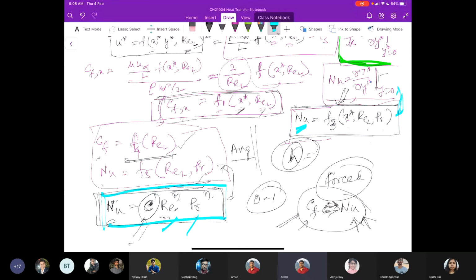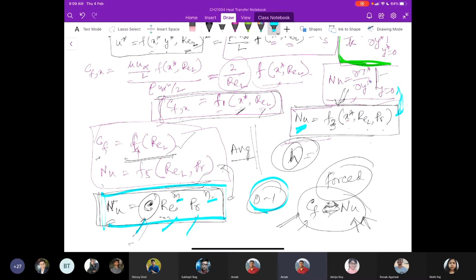So they tried to develop correlations that have a simple power law function, where C is a constant, and M and N are indices, which typically vary between 0 and 1. We will see that several such relations are available when we try to find out the convective heat transfer coefficient for different types of geometry or different types of flow.